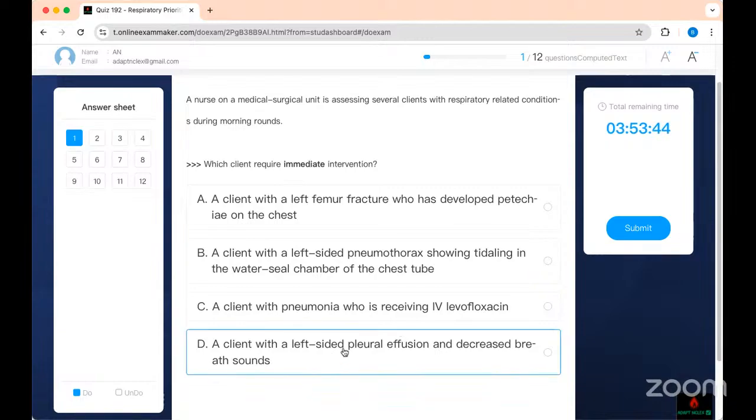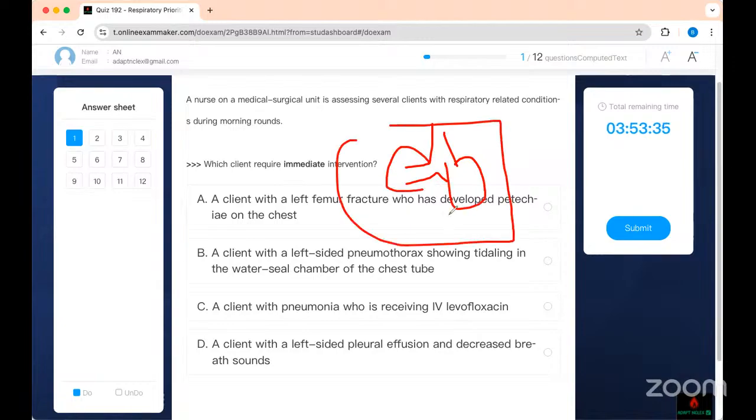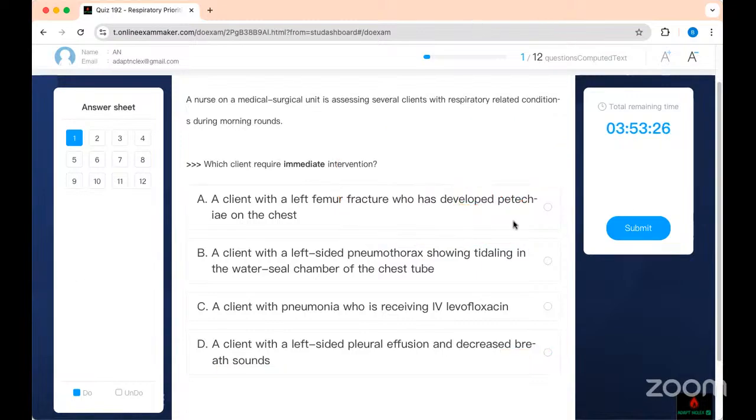Who is in trouble? Pleural effusion, what it means: if this is your lung, there is fluid here. If I listen to you, you're going to have decreased breath sounds. Ignore it. Don't pick it just because you see decreased breath sounds. If you have pneumonia and you're being treated with antibiotics, there's nothing urgent. If you have a left-sided chest tube for pneumothorax and there is tidaling in the water seal, it means the chest tube is working.